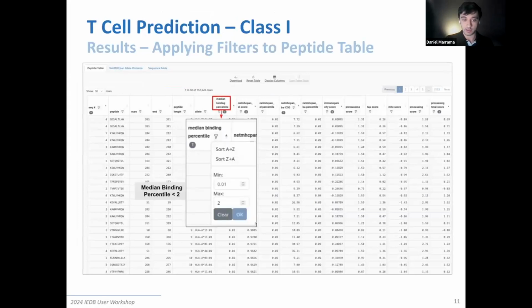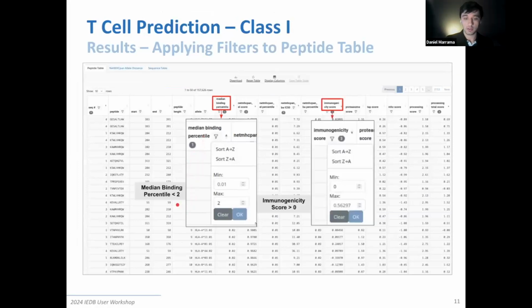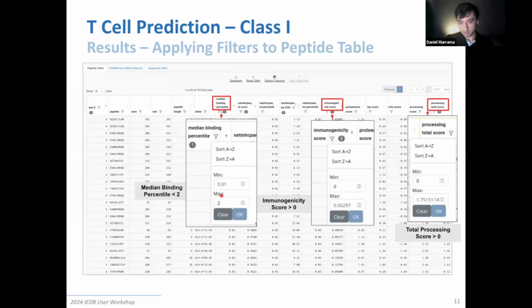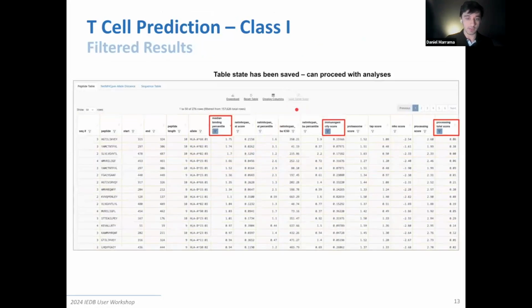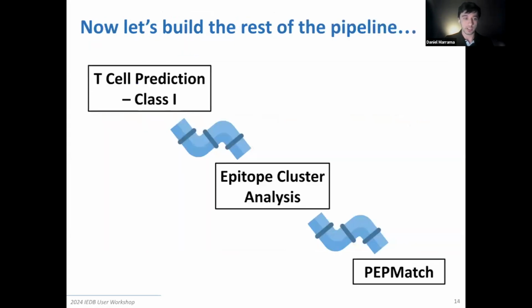You can do the filtering again. Let's say we filter on median binding percentile and immunogenicity score, and then total processing score again. And so you have these filtered, so you have your rows shrunk down, and then you can save this table state. And once you've done that, now you can actually pipe these results to another tool. So we're going to go from the T-cell prediction class, what we just did, pipe it to the epitope cluster analysis tool, and then pipe those results to the PEPMatch tool.